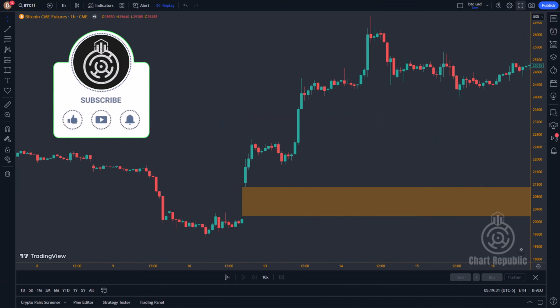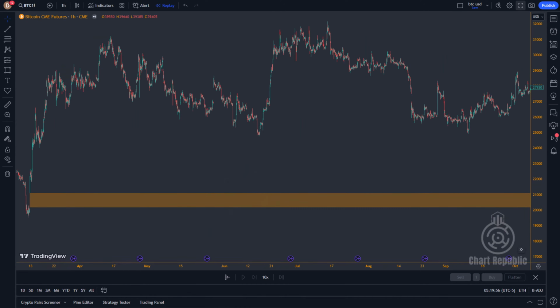While the filling of CME gaps is quite common, it's not a hard and fast rule. Some gaps, like one that occurred in March, may remain unfilled. This prompts many traders to monitor that zone closely if the price ever reaches that area in the future.